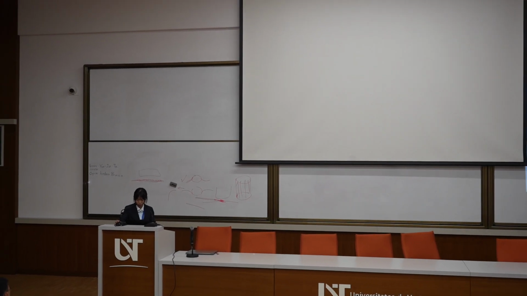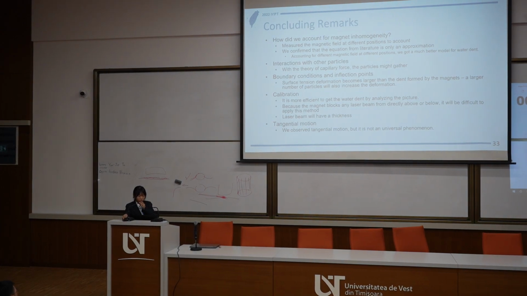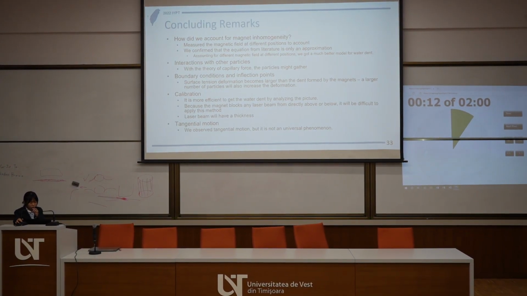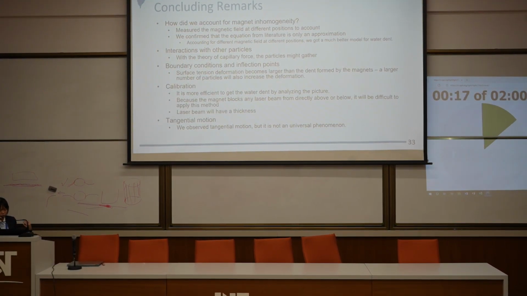So the first thing that we talk about is how do we account for magnet inhomogeneity. So we measure the magnetic field of the magnet that we use at different positions and take it into account in our theory. We also confirm that the equation from the literature is only an approximation, and that the computer simulations are not what reality is. For interaction with other particles, we did observe the motions, so we didn't put it up, but the particles will gather and then they will still move together.